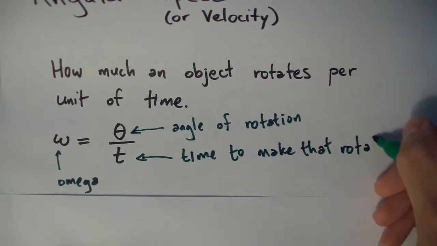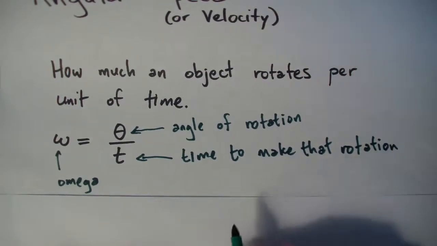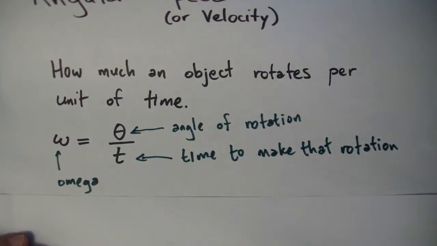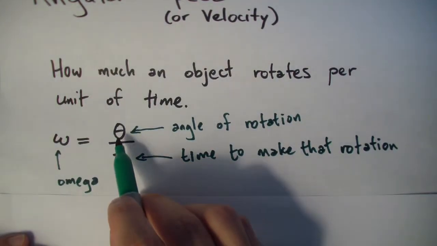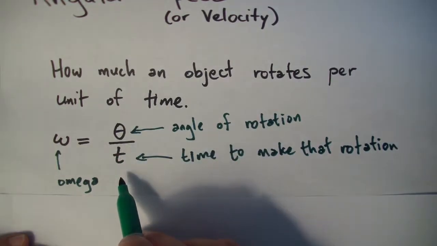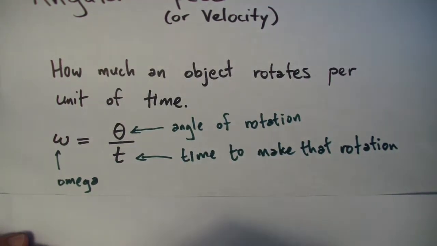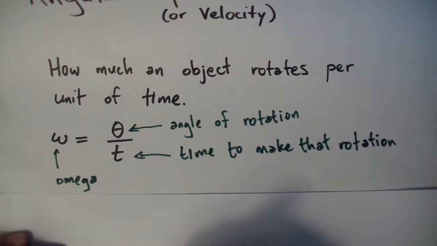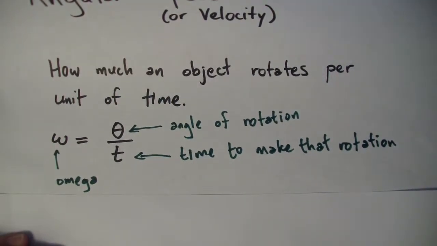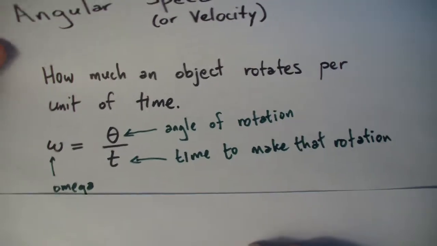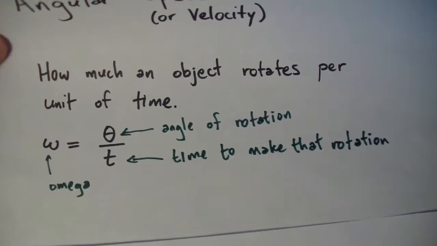This is similar to the formula for regular old velocity, sometimes called linear velocity, but instead of distance divided by time, it's the amount of rotation divided by time. So that may help you remember how angular velocity is defined. But in a more practical sense, let's look at some problems.